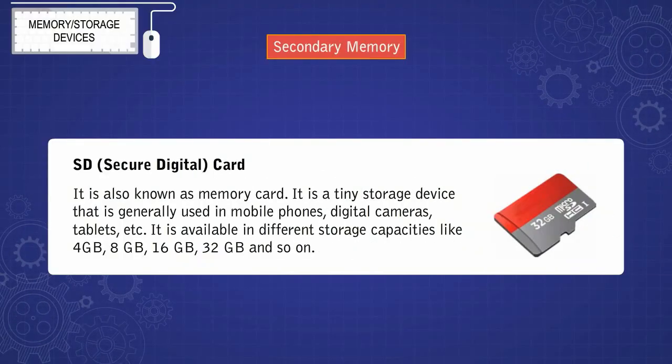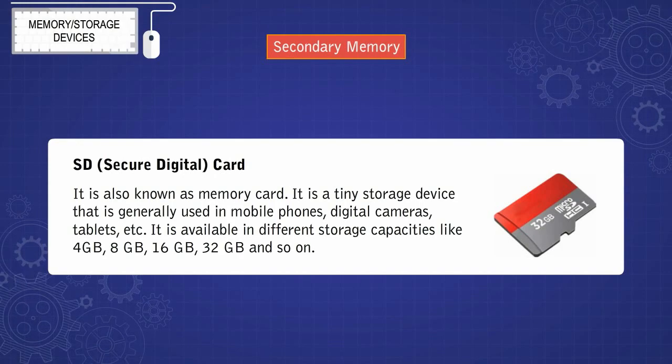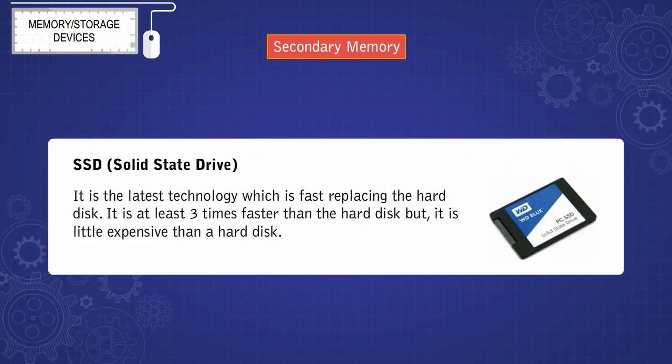SD, secure digital card. It is also known as memory card. It is a tiny storage device that is generally used in mobile phones, digital cameras, tablets, etc. It is available in different storage capacities like 4 GB, 8 GB, 16 GB, 32 GB, and so on. SSD, solid state drive. It is the latest technology which is fast replacing the hard disk. It is at least 3 times faster than the hard disk, but it is a little more expensive than a hard disk.